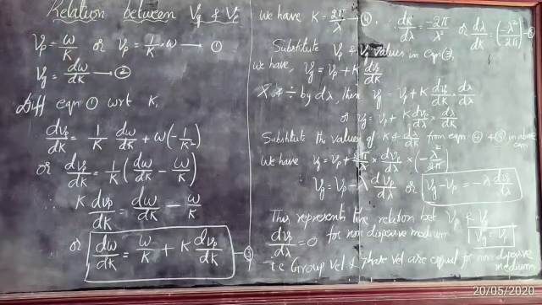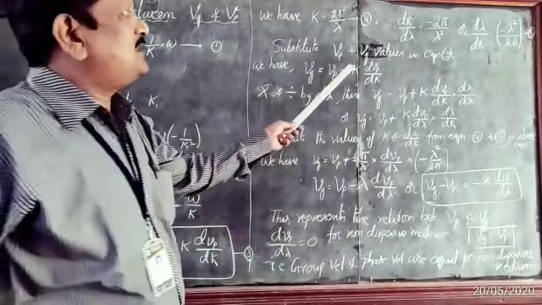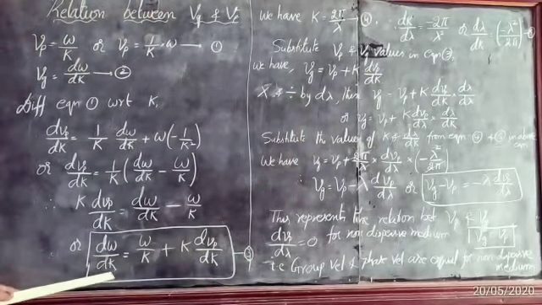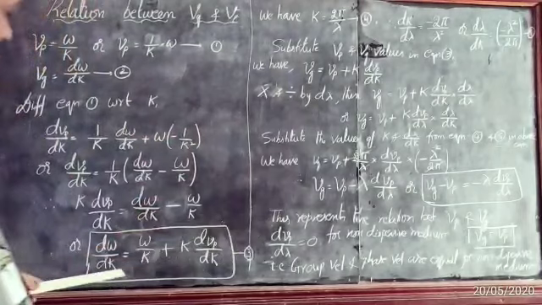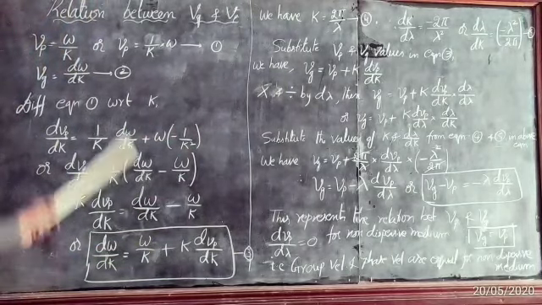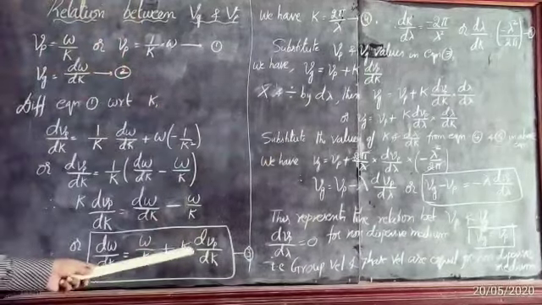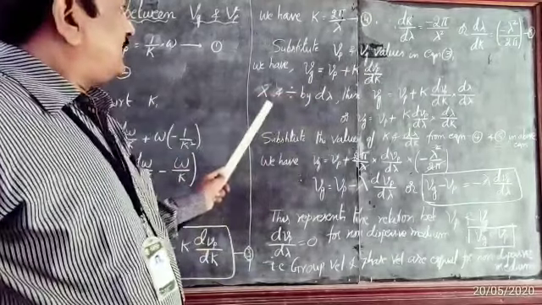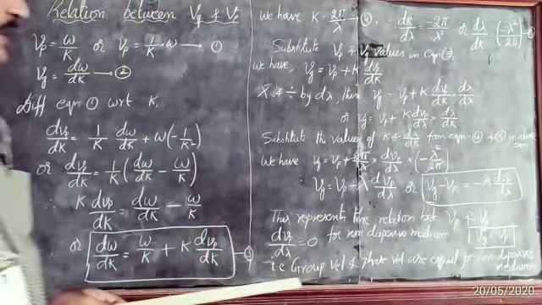Now substitute phase velocity and group velocity values in equation 3, that is in this equation. In place of d omega by dk, I will write Vg is equal to omega by k. In place of omega by k, I will write Vp plus k into dVp by dk. Next, I am going to multiply and divide by d lambda.